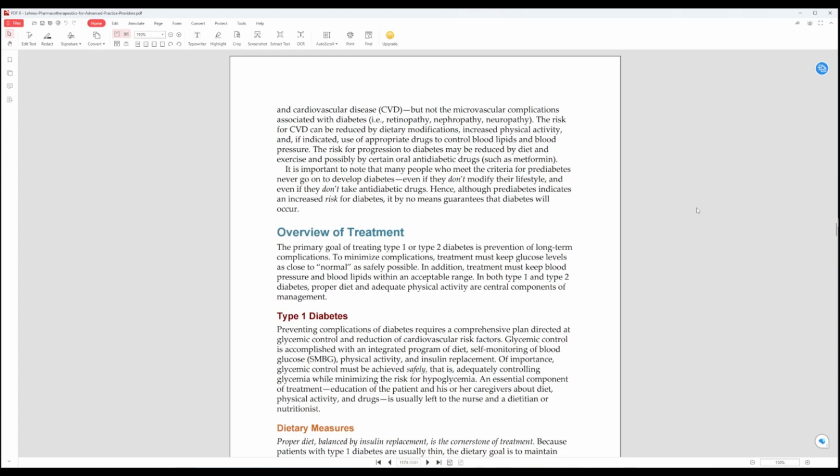The risk for progression to diabetes may be reduced by diet and exercise, and possibly by certain oral anti-diabetic drugs, such as metformin. It's important to note that many people who meet the criteria for prediabetes actually never go on to develop diabetes, even if they don't modify their lifestyle and even if they don't take anti-diabetic drugs. Hence, although prediabetes indicates an increased risk for diabetes, it's by no means a guarantee that diabetes will actually occur.